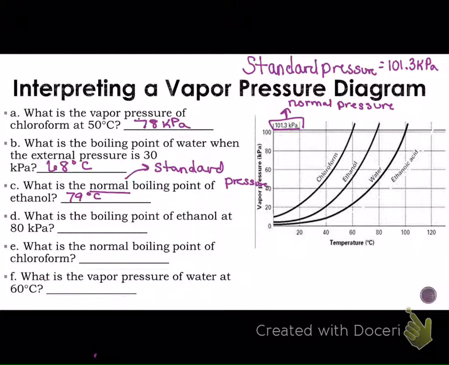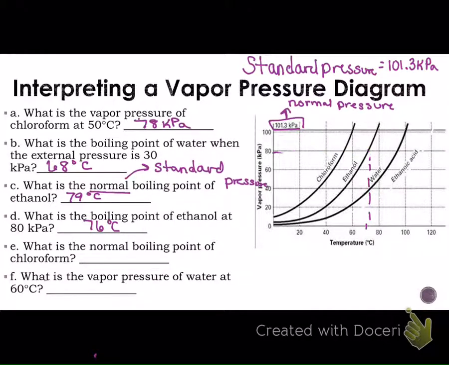To pick up, letter D asks, what is the boiling point of ethanol? This is essentially the same question as letter B. All we've done is change the material and the pressure that it's at. So this is at 80 kPa. Boiling point, again, means what temperature is this going to boil at. So we go over from the 80 line to where it intersects with ethanol, and then you should drop down to get your reading. It looks like maybe somewhere around 76 degrees Celsius should be what you get for an answer. Again, if you're in the ballpark, you're just fine.